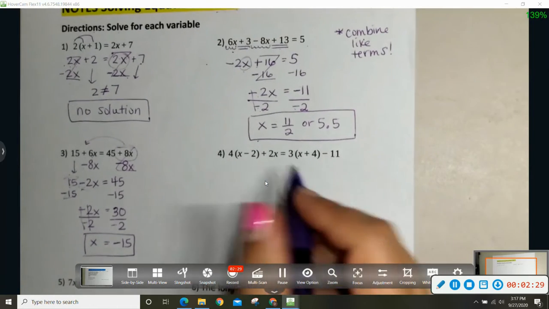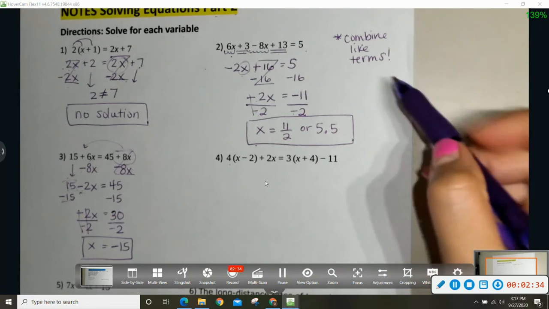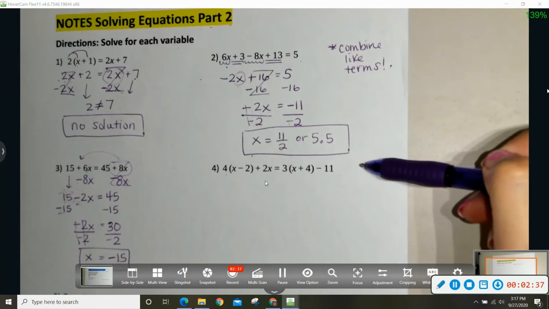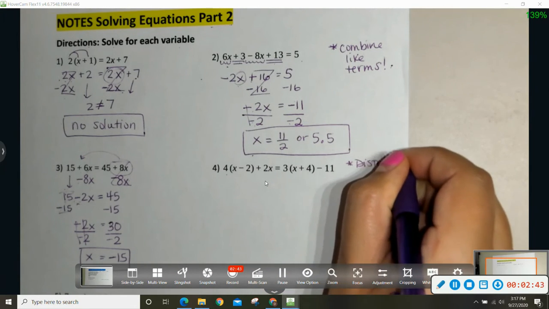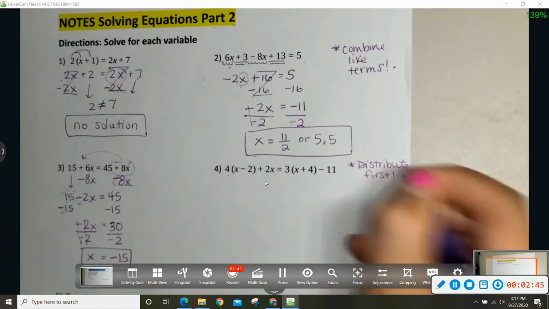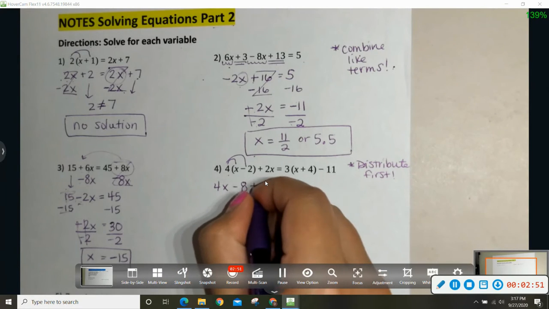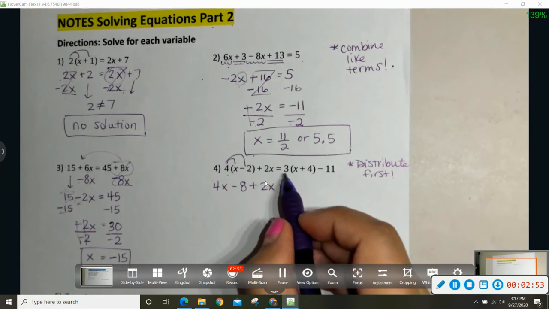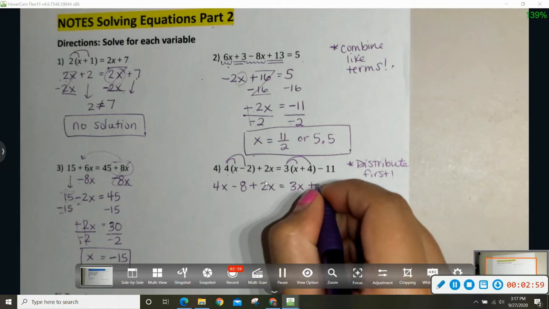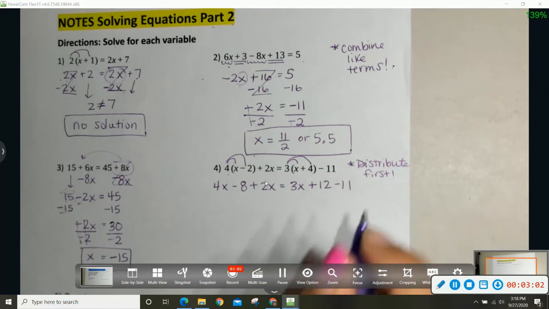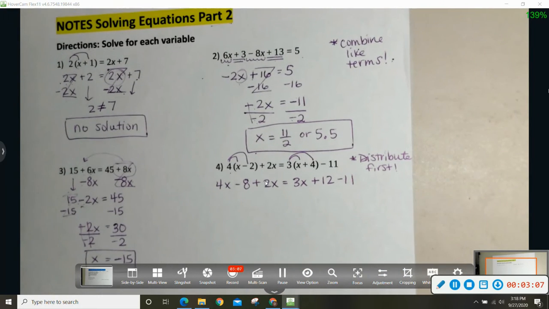Now on this side, we have another round of distributing and also a need to combine like terms. So there's even more going on in number 4. Always start with distributing first. I know we've said that a lot, but it's important. Distribute first. So I'm going to multiply through by 4 with that first set of parentheses. Then when I go to my other side of the equal sign, I'm going to distribute and multiply through that 3. That gives me 3x plus 12, and then just writing that minus 11.